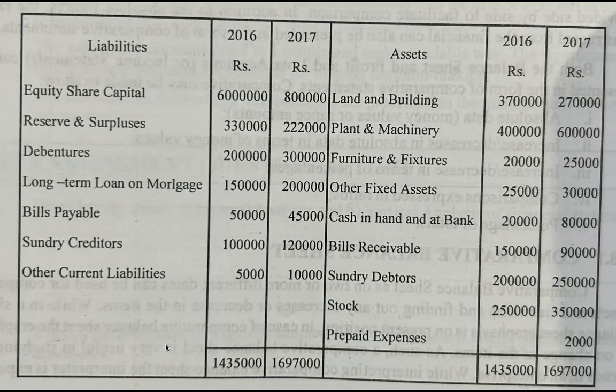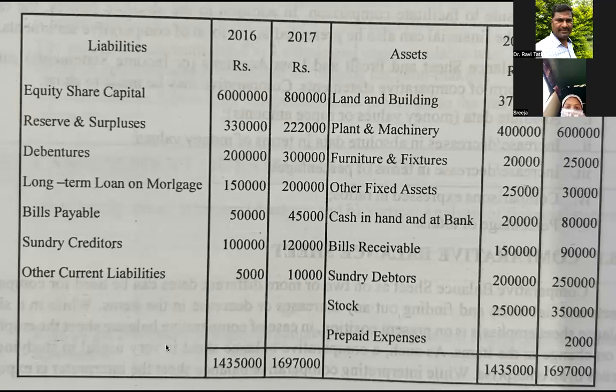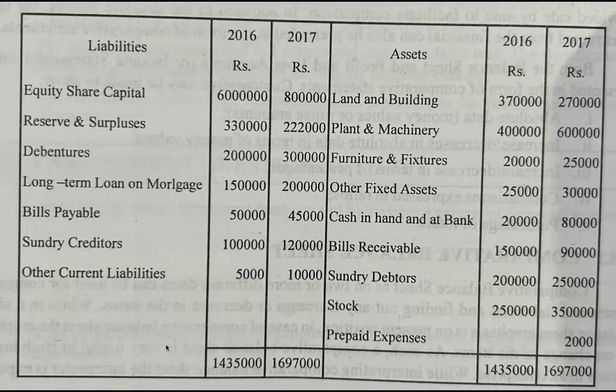You have equity share capital, reserves and surplus, debentures, long-term loans, bills payable, sundry creditors, other current liabilities. On the asset side, you have land and building, plant and machinery, furniture and fixtures, other fixed assets, cash in hand and cash at bank, bills receivables, sundry debtors, stock, and prepaid expenses. What is it that you observe here?